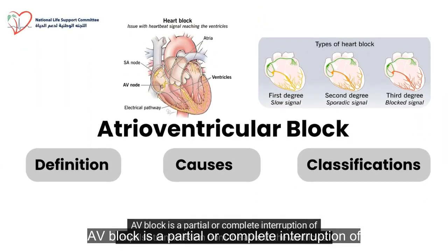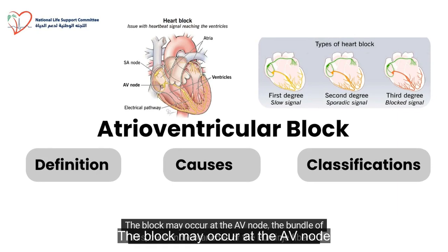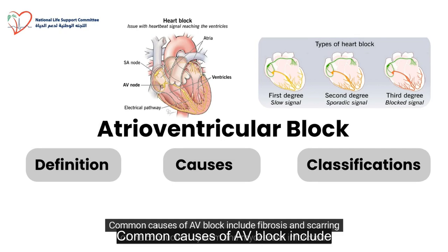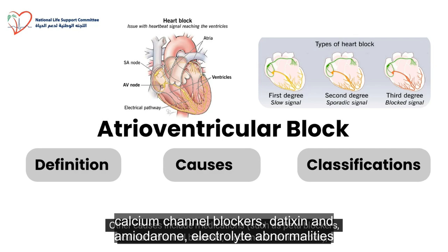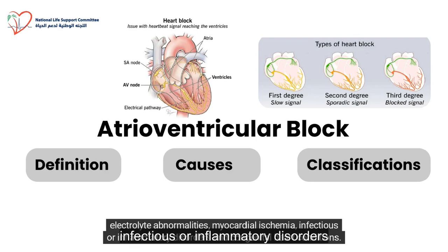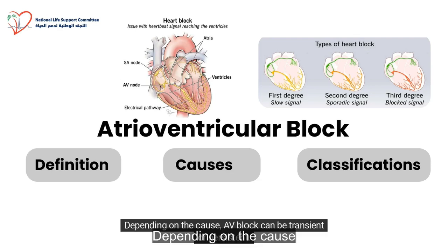AV block is a partial or complete interruption of impulse transmission from the atria to the ventricles. The block may occur at the AV node, the bundle of His, the bundle branches, or the Purkinje fibers. Common causes of AV block include fibrosis and scarring of the conduction system and myocardial infarction. Other causes include medications, such as beta blockers, calcium channel blockers, digoxin and amiodarone, electrolyte abnormalities, myocardial ischemia, infectious or inflammatory disorders, and congenital heart conditions. Depending on the cause, AV block can be transient or persistent.